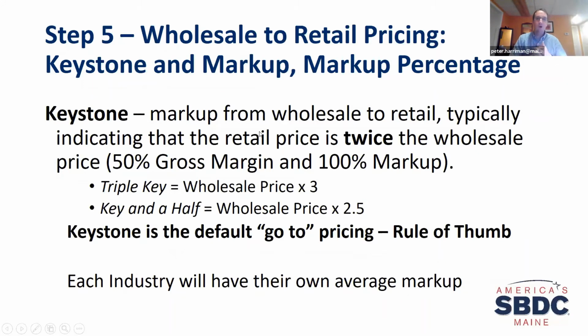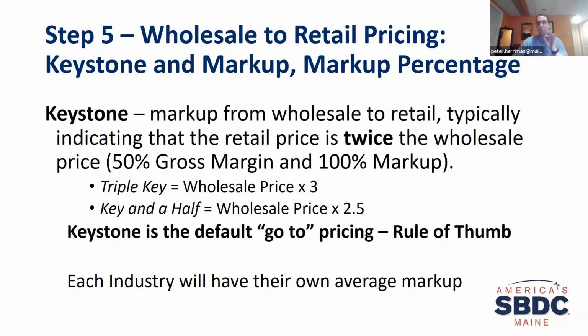I did have step 5. So wholesale to retail pricing, Keystone and markup percentage. So again, the Keystone is typically 2 times the price, right? There is something called triple key and key and a half, which is wholesale price times 3 or 2.5. It's the Keystone, which just stands for 2 times the price. That's the term. That's just the rule of thumb.